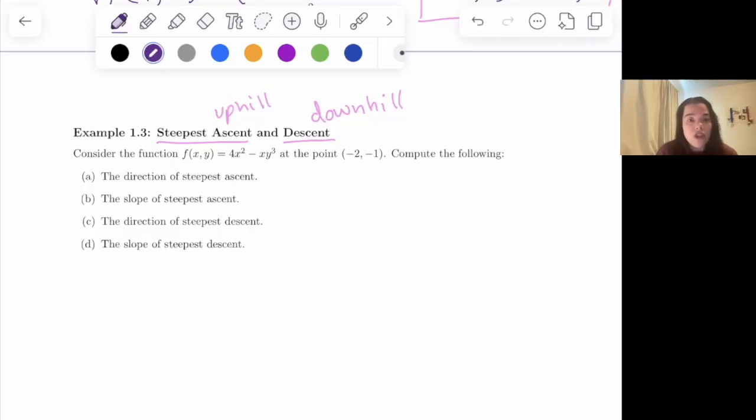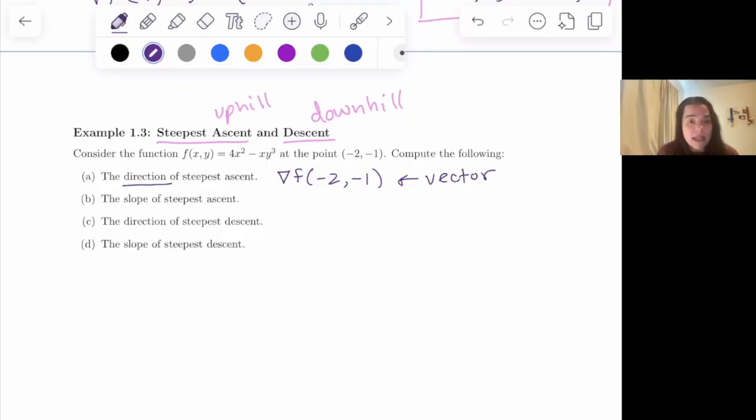Before we do that, let's talk about what they find. Part A is asking us to find the direction of steepest ascent. The direction of steepest ascent is found by the gradient of f evaluated at the given point. So it is a direction because it is a vector. So at the end of the day, this quantity is a vector.